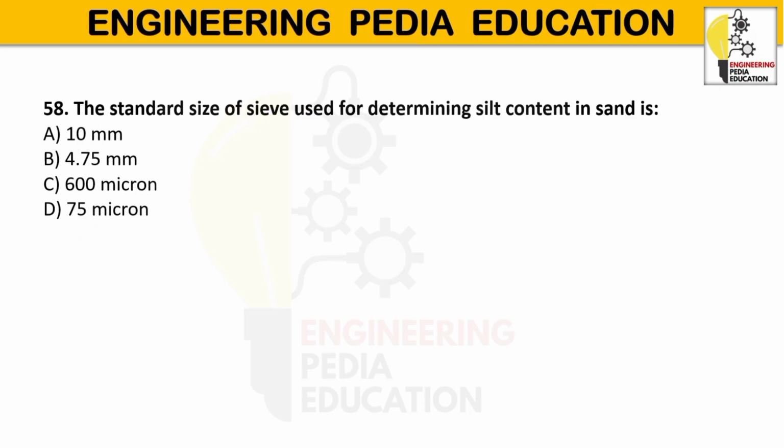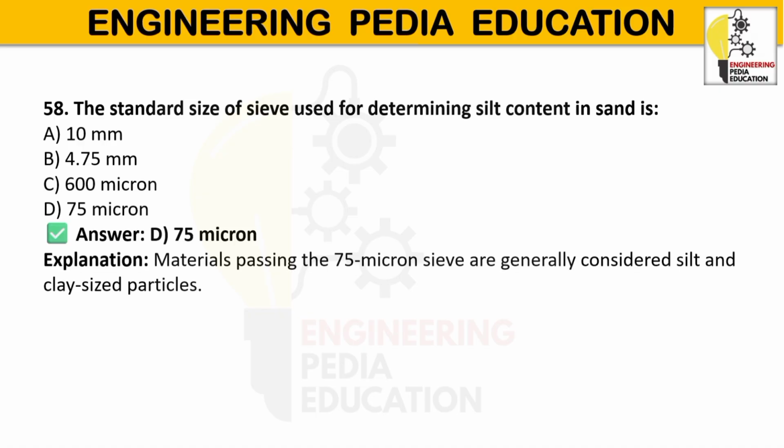The standard sizes of sieve used for determining silt content are 10 mm, 4.75 mm, 600 micron, and 75 micron. So the correct answer is 75 micron. Material passing the 75 micron sieve is generally considered silt and clay size particles.